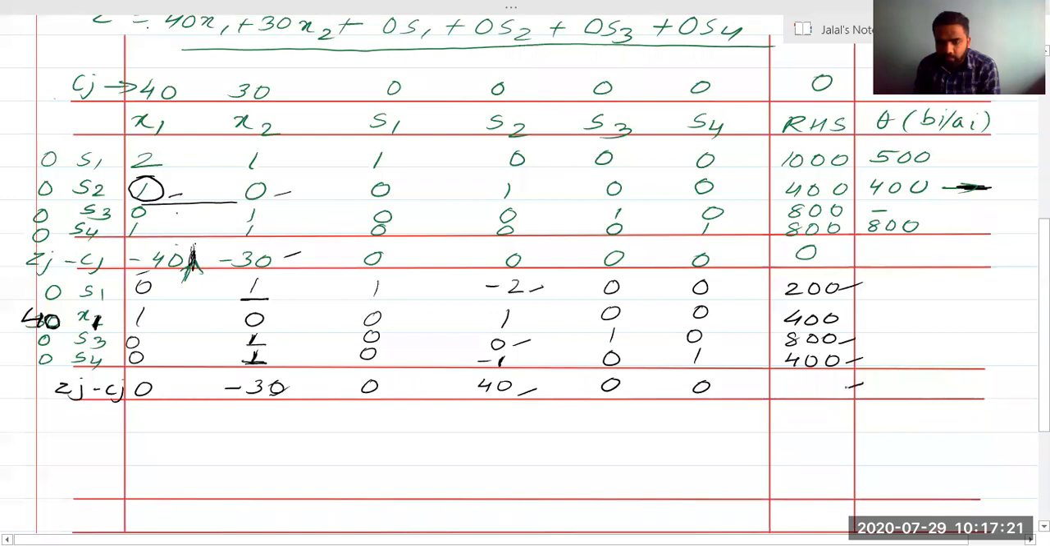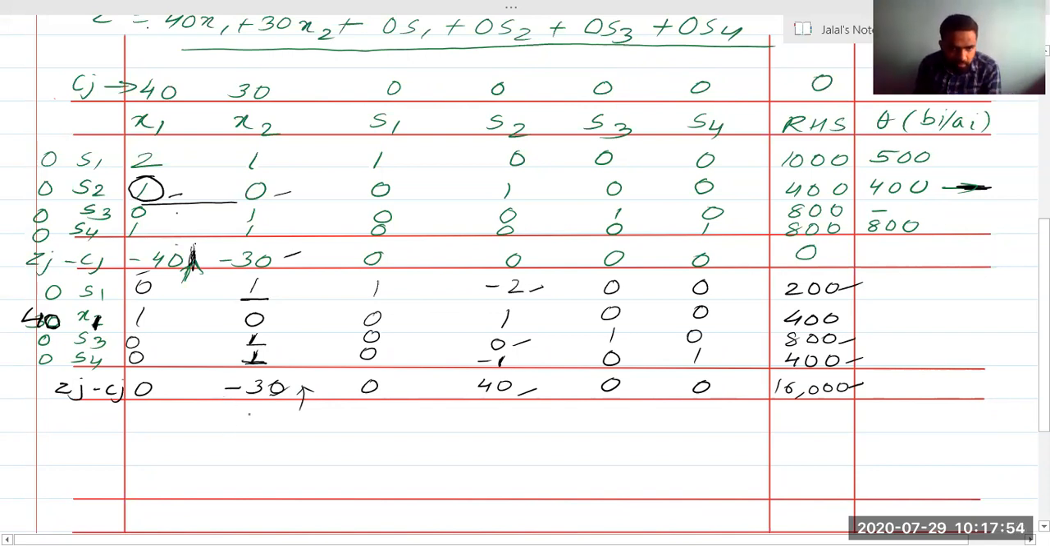If we need to find this value, how much will it be? 1 into 0, minus of 40 into 400, minus of minus will become plus. So 40 into 400 will become 16,000. Okay, so we have got some values. Now we need to see if all Zj minus Cj are positive or not. The only negative one, and the most negative, is minus 30. If all the values of Zj minus Cj become positive, we can stop the iteration. If they do not become positive, we have to continue with the iteration.